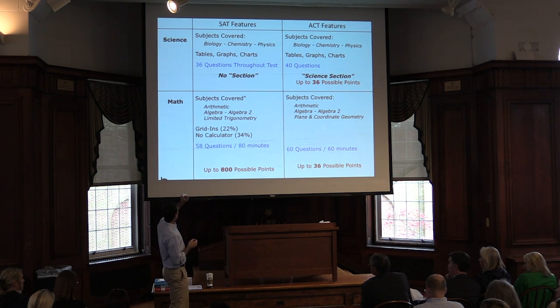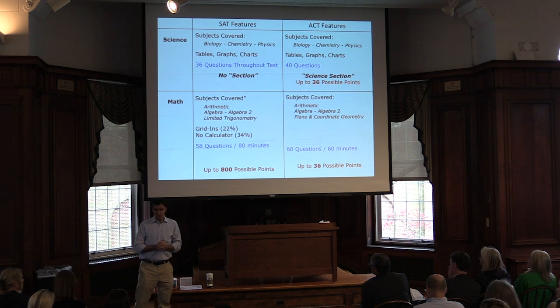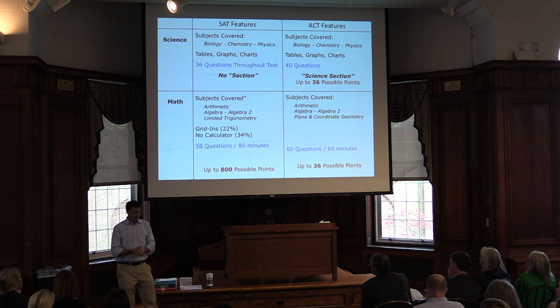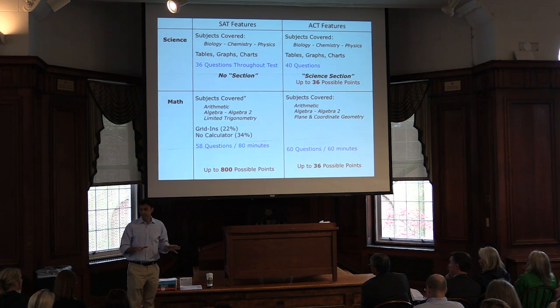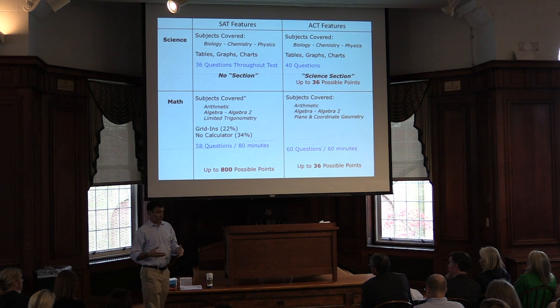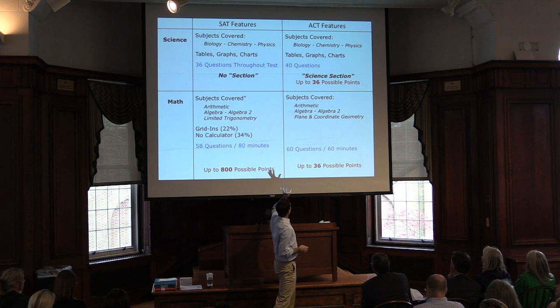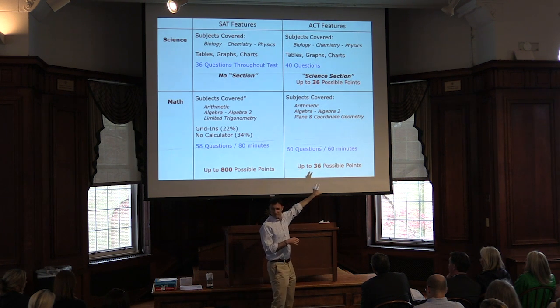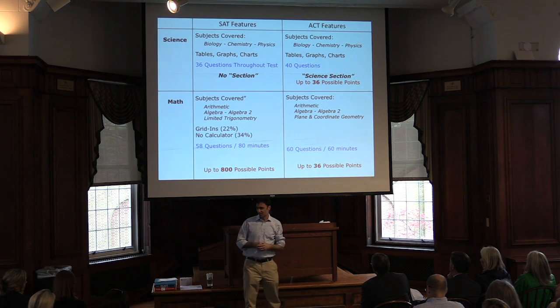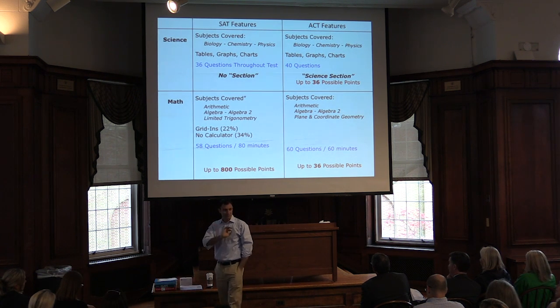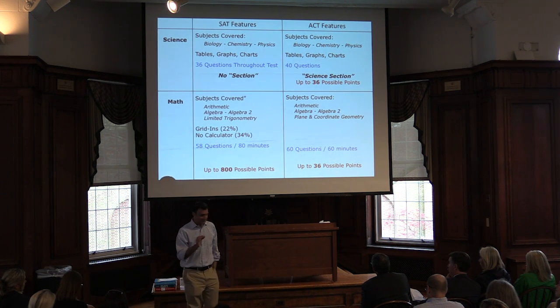So on the SAT, there's a short section, about 1/3 of the test, that's no calc. And then a longer section, 2/3 of the test, where a calculator is allowed. On the ACT, you can always use a calculator in math, but you can never use a calculator in science. And I think I know what's going on with this.